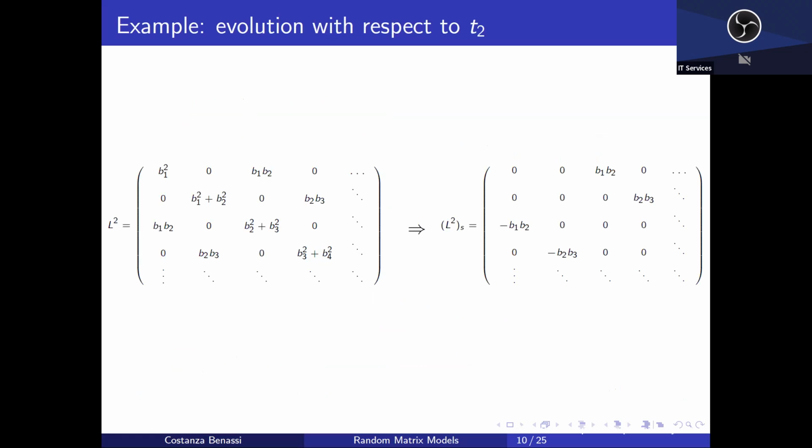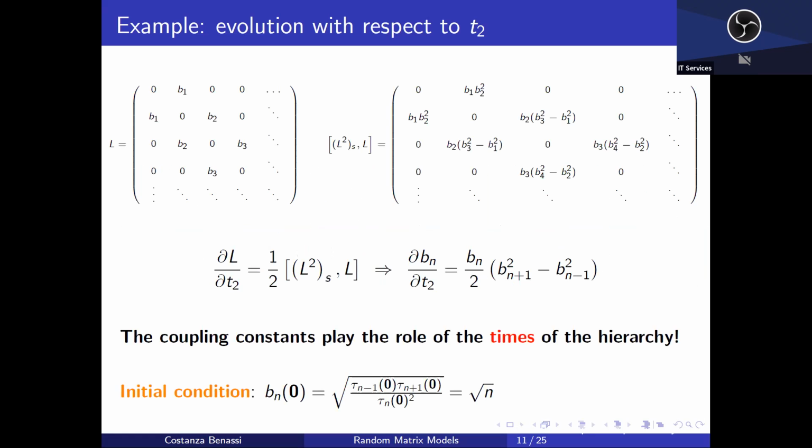So this is just a very silly example to show what happens with the first equation of the hierarchy, which is t2, the one for the first coupling constant. Basically, you can define L squared, and you do it with Mathematica, and it's super easy to check that it has this form. Its skew-symmetric part will look something like this. And then you just need to check that these two things need to be the same according to this differential identity. And then you find the general form for the evolution of your bn.